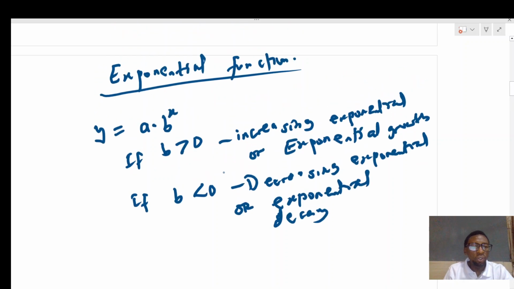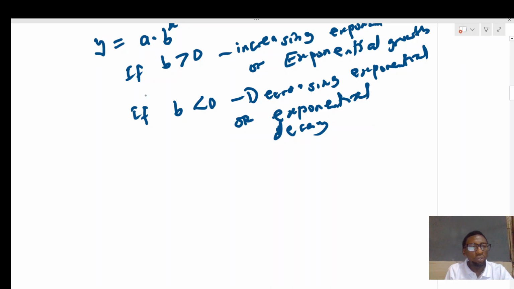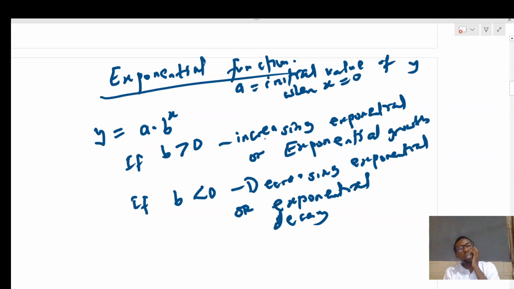Your a is the initial value of y when x is 0. This a here is called the initial value of y, more like the value of y before it starts increasing or decreasing. Most of the time, increasing exponential is something like it's increasing by multiples. Decreasing exponential is something like it's dividing.